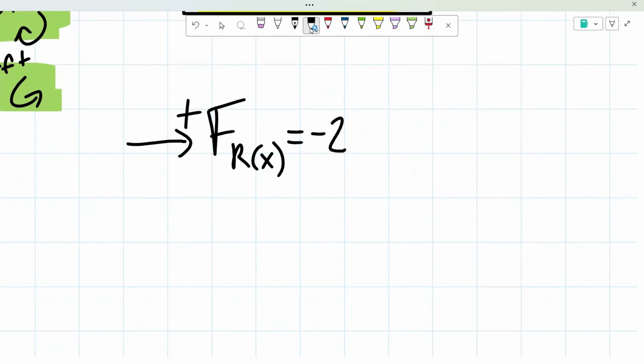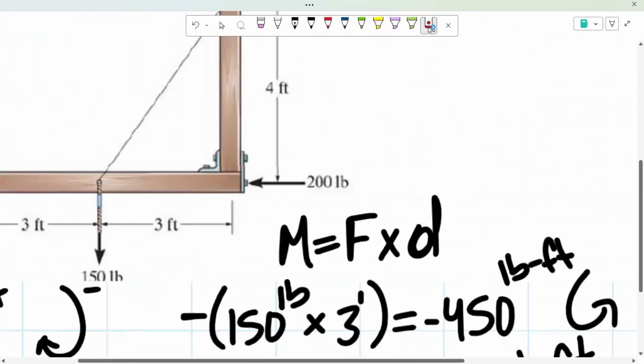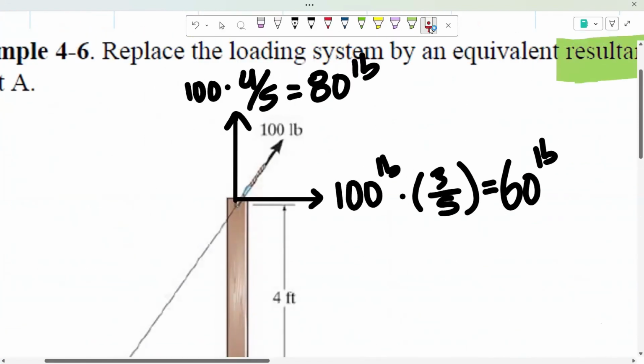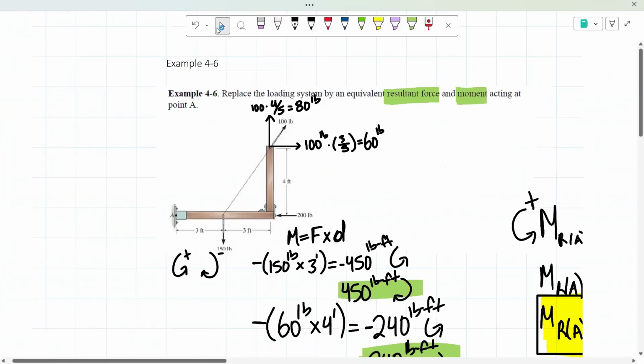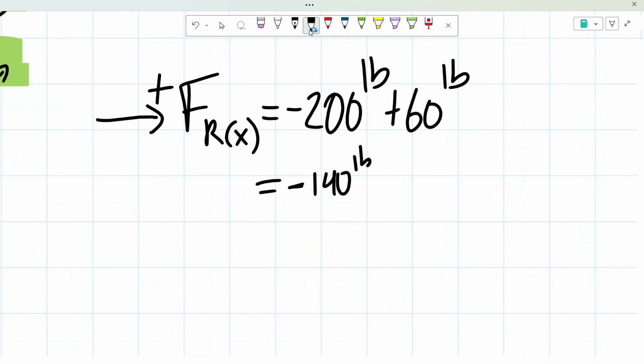So we have negative 200 pounds plus 60 pounds, which, as you could see, our 200 pounds are pointing to the left, so that's negative. Our 60 pounds are pointing to the right, so that's positive. So if we add that together, we'd end up getting negative 140 pounds going to the right. So that means we have a positive 140 pounds going to the left.